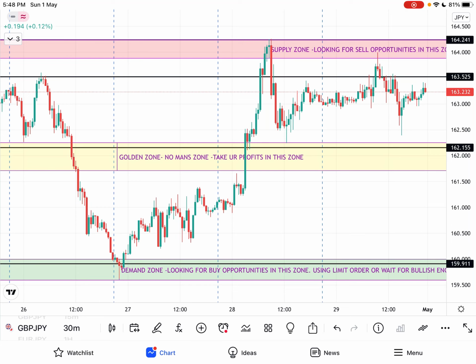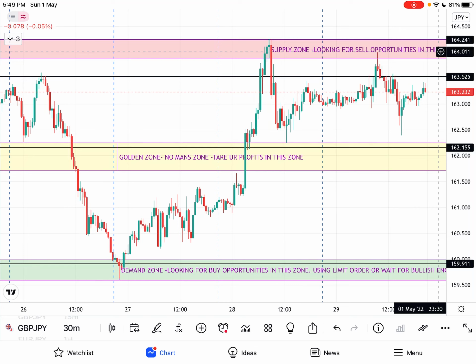So after we've drawn this, we can see that currently the price is 163.232. So the market is here. When the market opens today and starts moving up and up and up, and it comes into this zone, we have marked that this is our sell zone. So when it comes here, we are interested in getting into a sell.